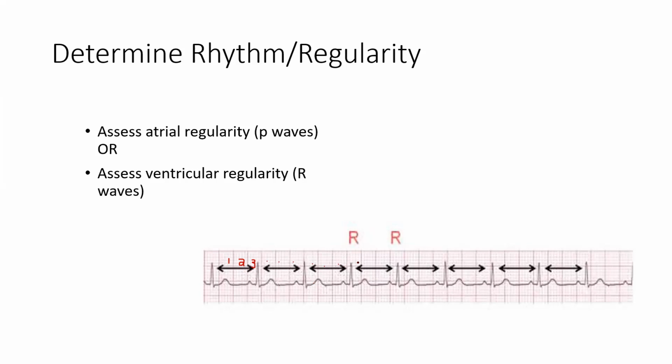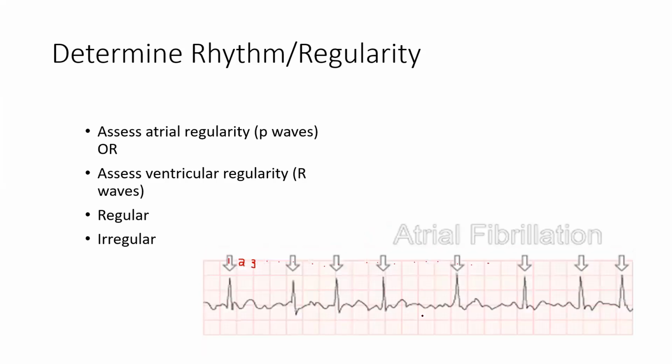Here we go again. This is part of 1, 1, 2, part of 1, 3. 1, 2, 3, 1, 2, 3. So I would say this rhythm is regular. If it's irregular, you're going to see maybe 3 blocks between this one, but only 1 block between these two. 3 blocks, 6 blocks, 2 blocks. So you'll see a difference here in just a minute.